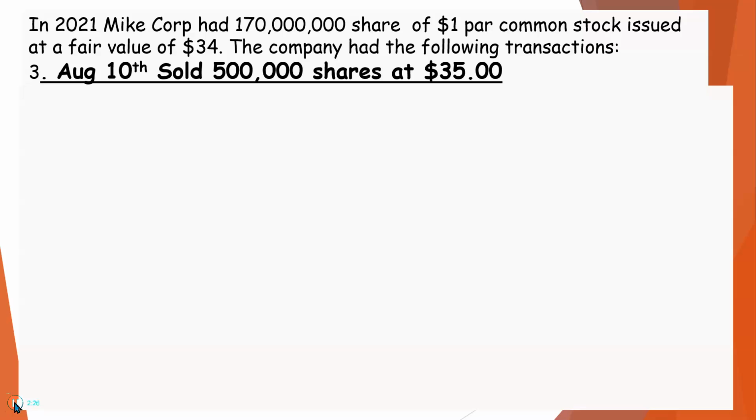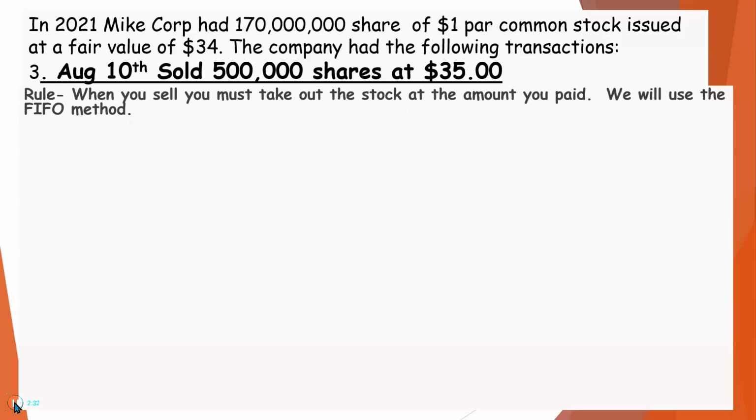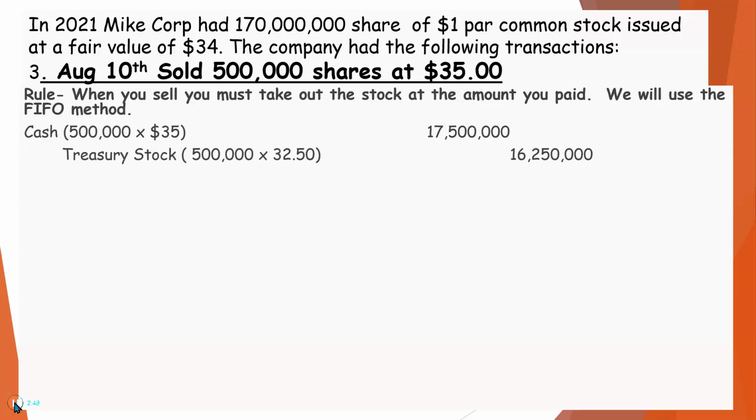So we sold our 500,000 shares at $35. So, rule, when you sell, you must take out the stock at the amount you paid for it. We're going to use the FIFO method, which is the first in is the first out. So, we're going to take 500,000 times $35. Treasury stock, 500,000 times $32.50, which is what we paid for it. Paid in capital share repurchase is the difference that is going to go to that account.